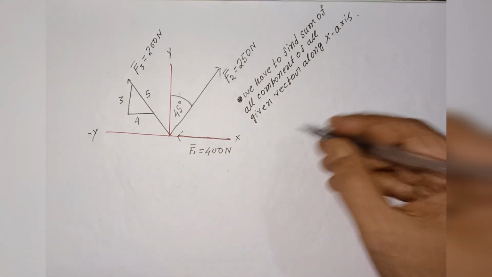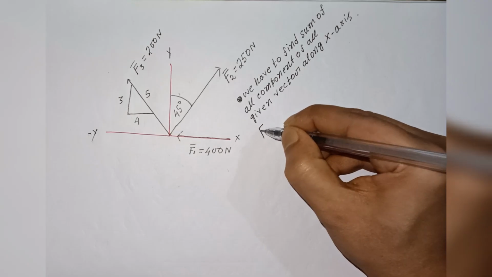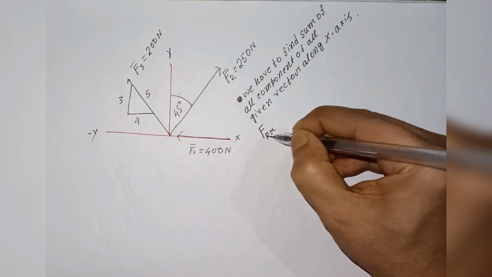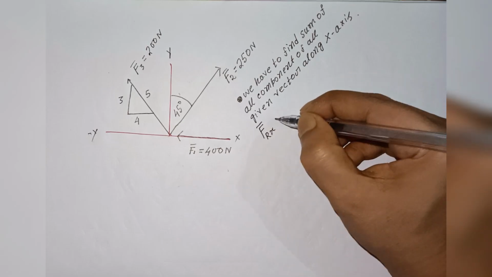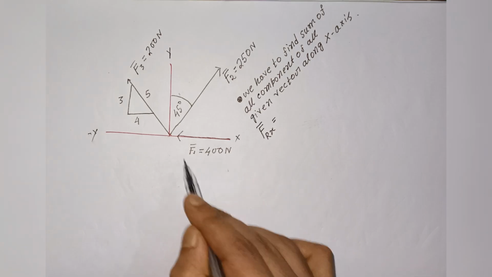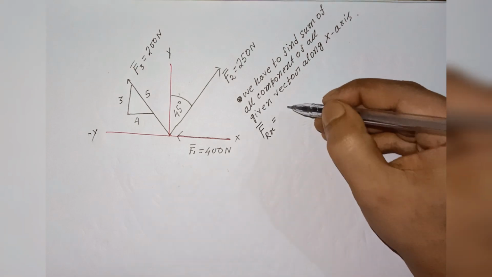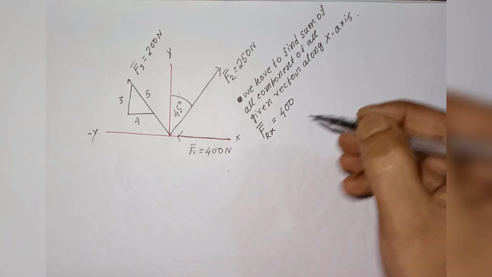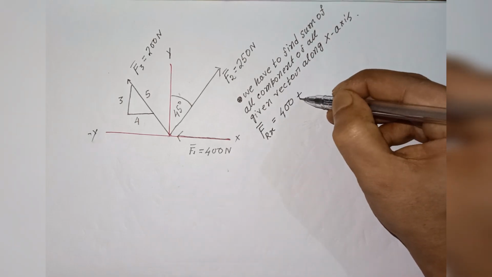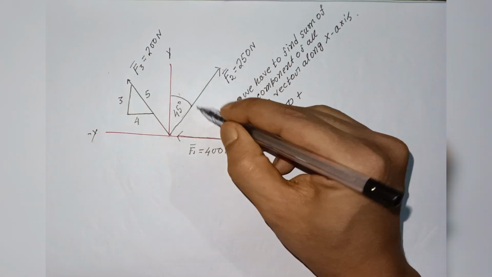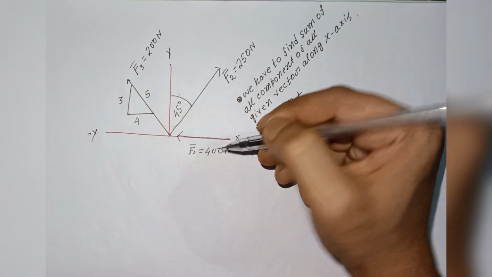From my lecture 3, we know all the components along the x-axis are summed up, and we call the sum FRX. The F1 vector force lies along the x-axis, so it has 0 y component. Now the x-axis component of the F2 force.